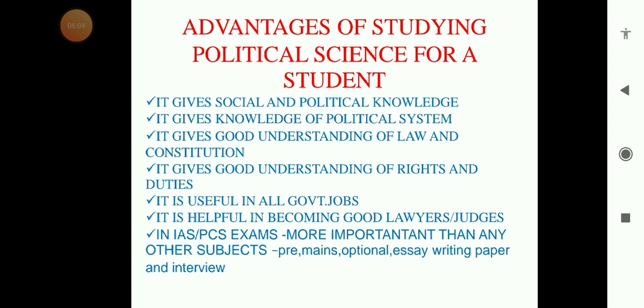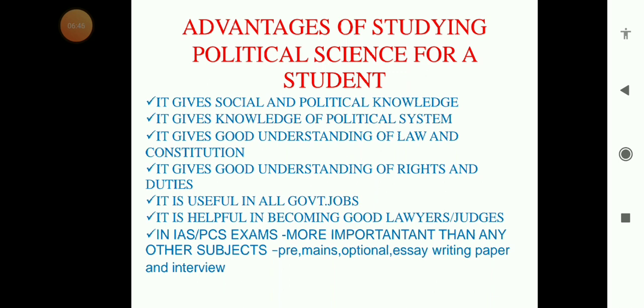Then it gives a good understanding of law and constitution. One who studies political science comes to know a bit about the constitution also, because in the constitution we come to know about the political system, and about the Indian constitution we are taught in political science. So it gives knowledge of law also, rights, duties, the powers of the states, and the constitutional rights, etc.